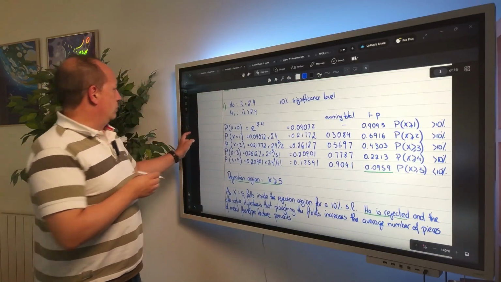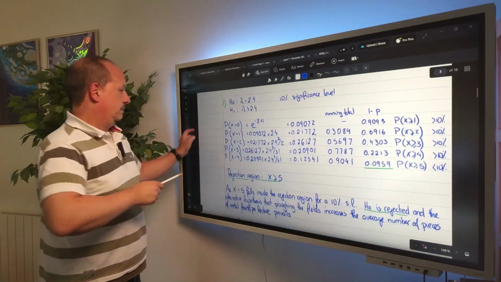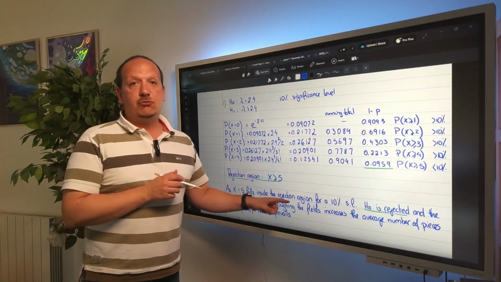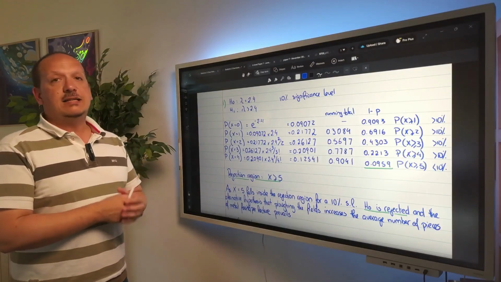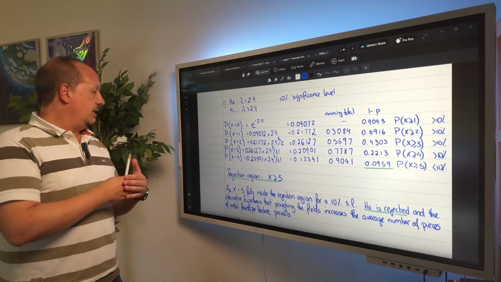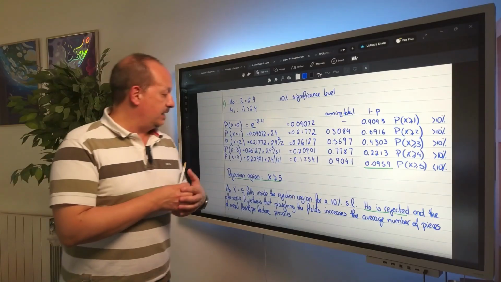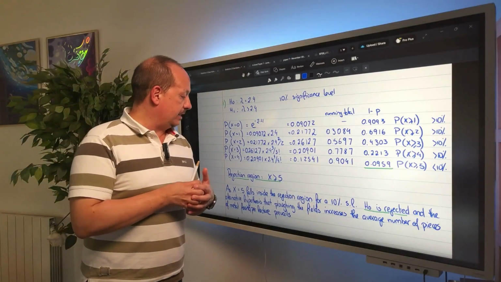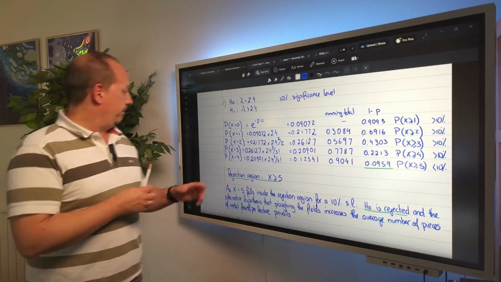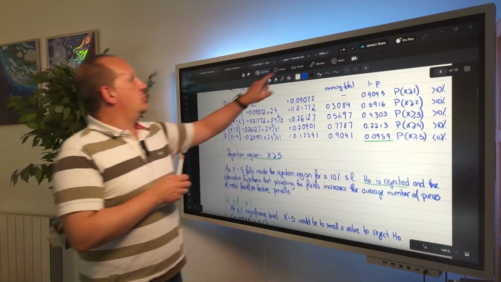As X equals 5, it falls inside the rejection region for a 10% significance level. So this means that the null hypothesis is rejected, and the alternative hypothesis that plowing the field increases the average number of pieces of metal found per hectare will prevail. Next question.